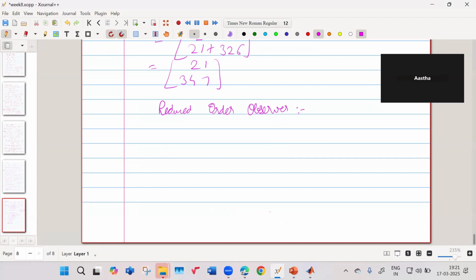Now, some states you can measure, some states you may not be able to measure, right? So why should we estimate all the states? If we are already measuring a state, it may not be required to estimate it because it will add more computational burden on your hardware resources. So why don't we restrict our observer, or our estimator, to just the states which are not available to us, right? That can be done.